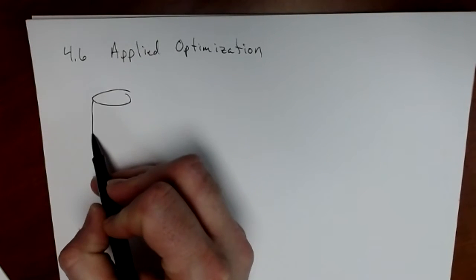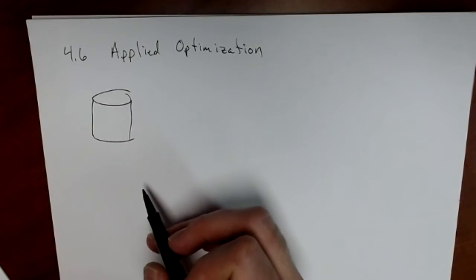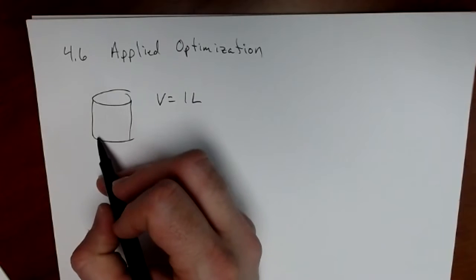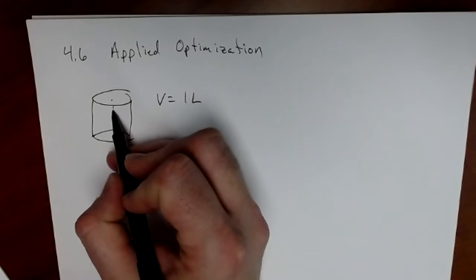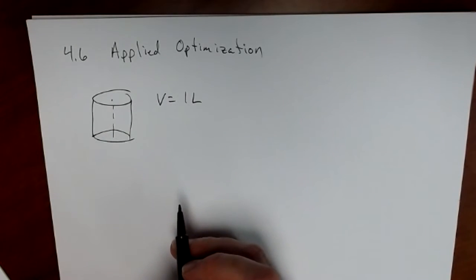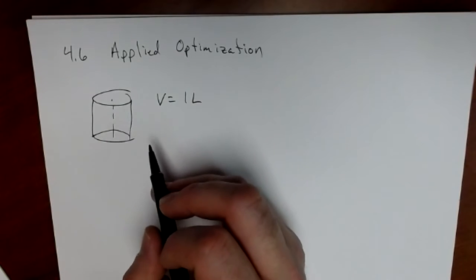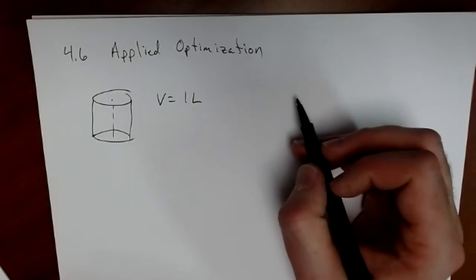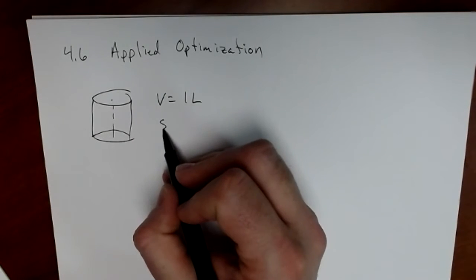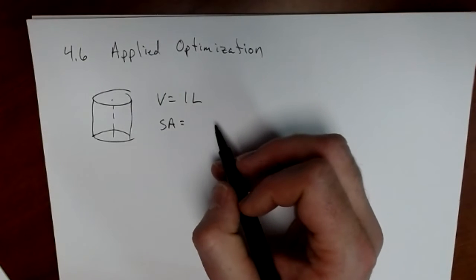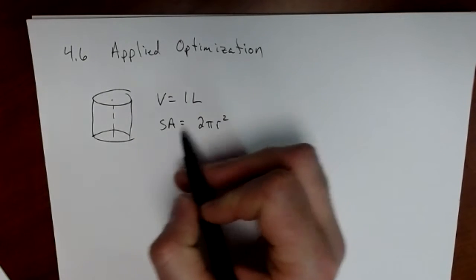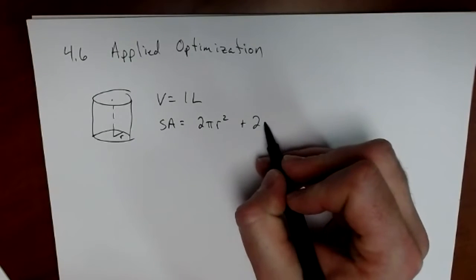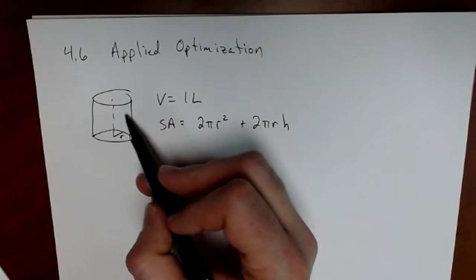Let's start with this one. Suppose we want to design a can that holds 1 liter. It's just going to be shaped like a right circular cylinder. We want to create the can using the least amount of material possible. So the amount of material is going to correspond to the surface area of the can. The surface area of the can is 2 pi r squared, if the can has radius r, plus 2 pi r h for the outside wall.